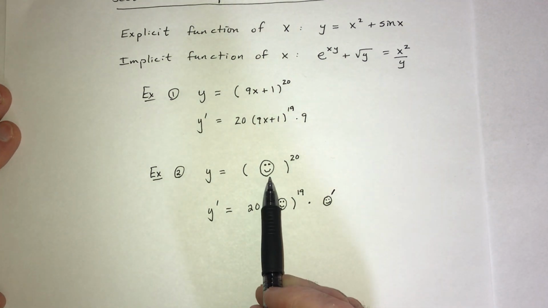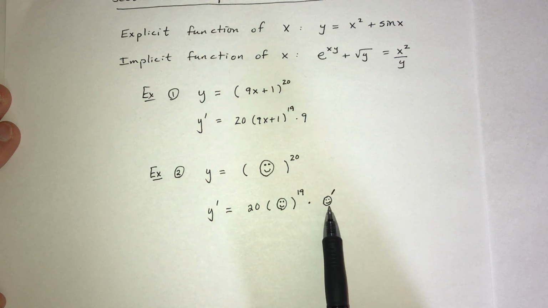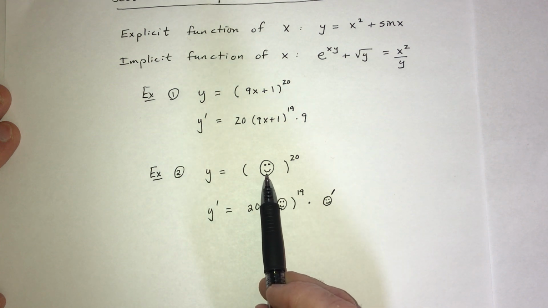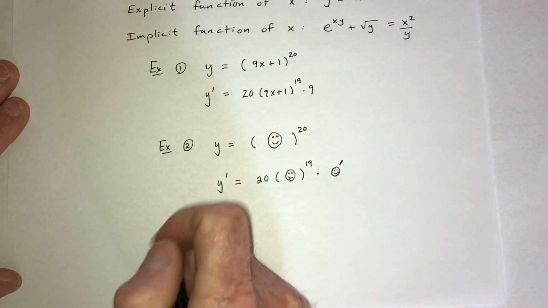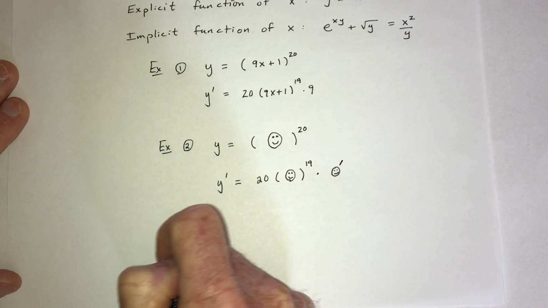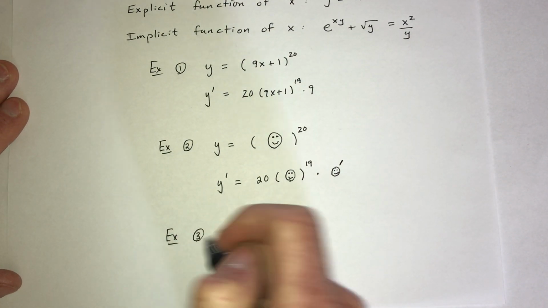So if it turns out that the happy face was the sine function, then right there I would say the derivative of sine is cosine. If the happy face was an e to the x, then the derivative of e to the x would be e to the x. But whatever that function is, its derivative goes on the outside. So for example number 3.